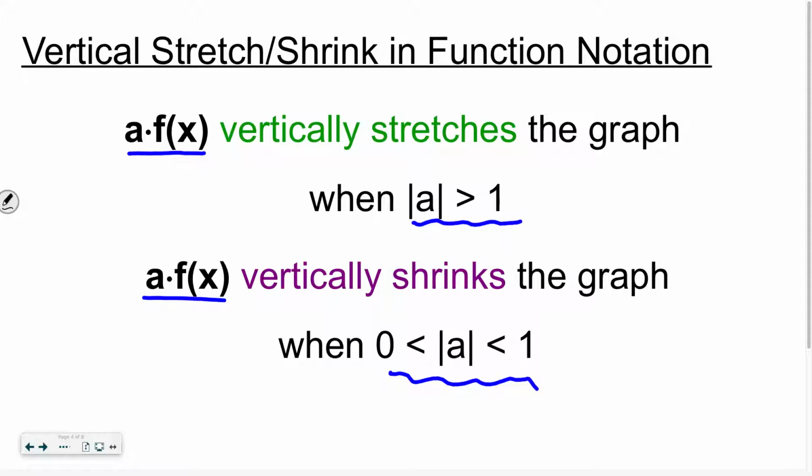Now, notice in those two inequalities, I use absolute value because I don't care anything about negatives in the front. What do negatives do? What did we just talk about? Flip, reflects. Okay, so a negative is always in charge of a reflection. It has nothing to do with shrinking or stretching. So if you have a negative 2, the absolute value of that is 2. It's still a stretch. Even though negative 2 is smaller than 1, you're looking at the absolute value.